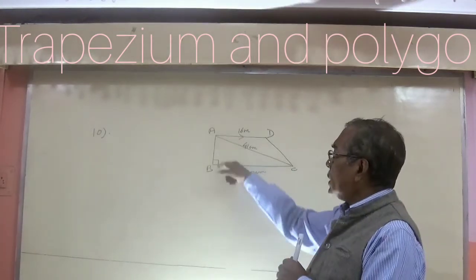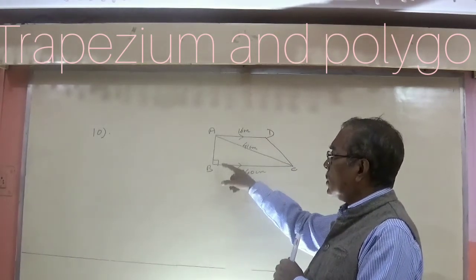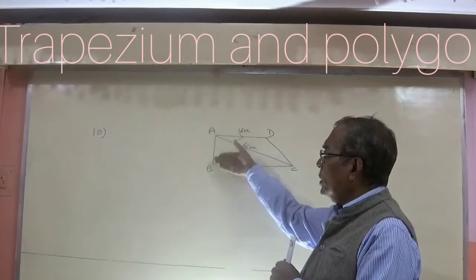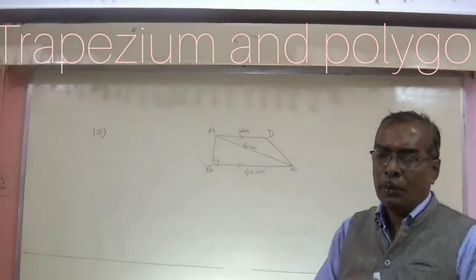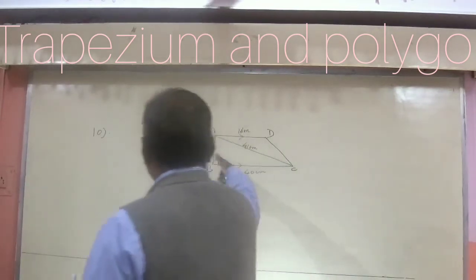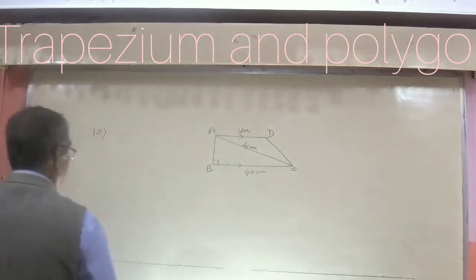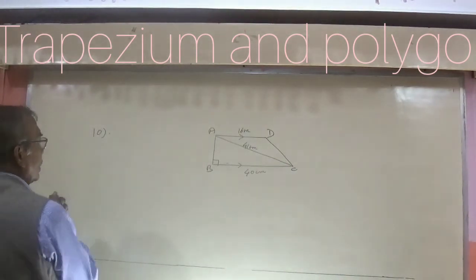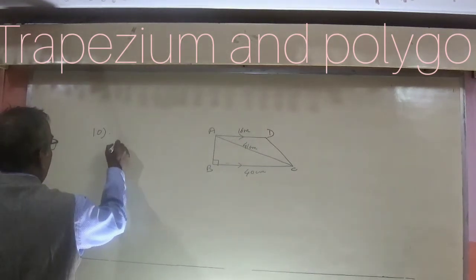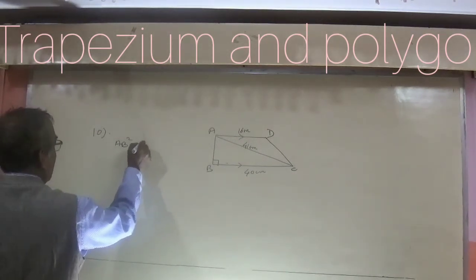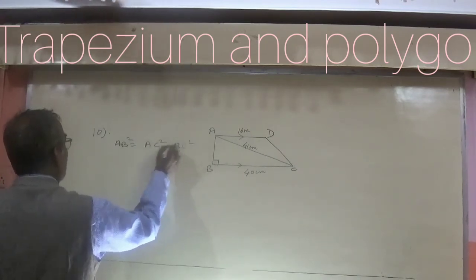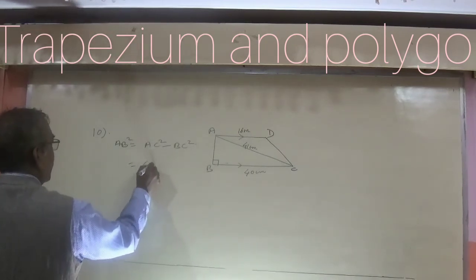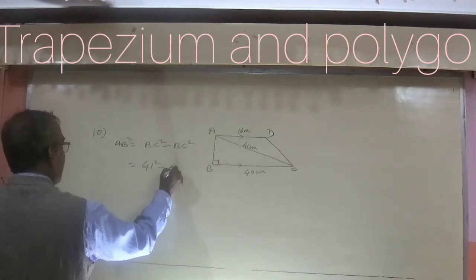So, in this particular question, AB is not given. You have to find the length of the height, AB. For that, you have to consider triangle ABC. Okay, after sketching the diagram, let us start. AB, by Pythagoras theorem, is equal to AC square minus BC square, which is 41 square minus 40 square.